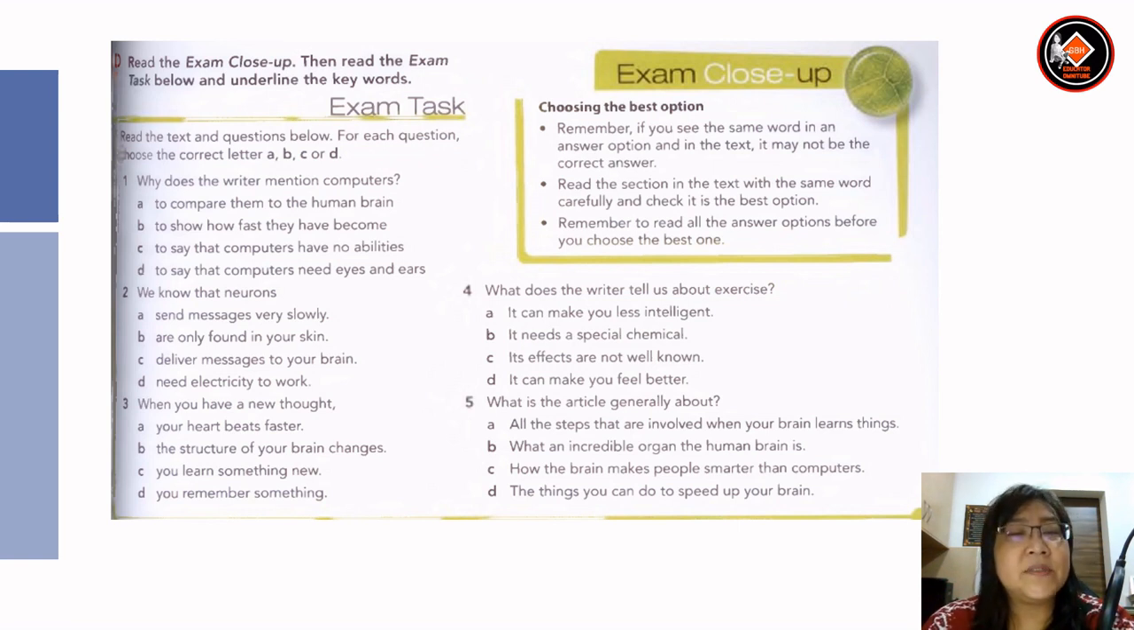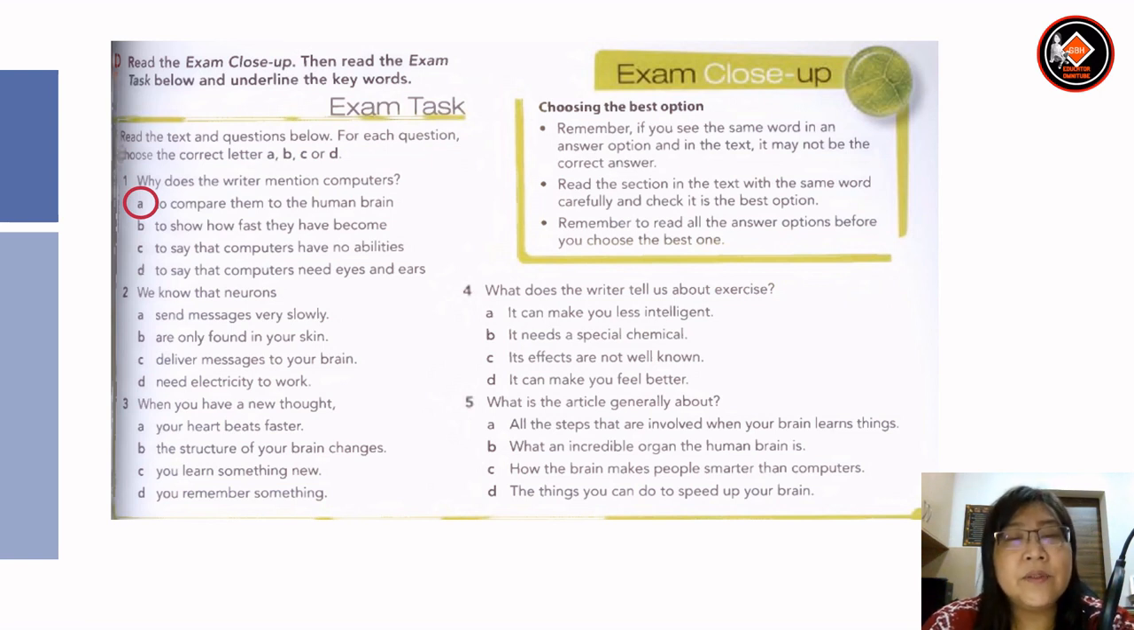Okay, let's look at the exam task. Read the text and questions below. For each question, choose the correct letter A, B, C, or D. Number 1. Why does the writer mention computers? A. To compare them to the human brain. B. To show how fast they have become. C. To say that computers have no abilities. And D. To say that computers need eyes and ears. So the answer is A.